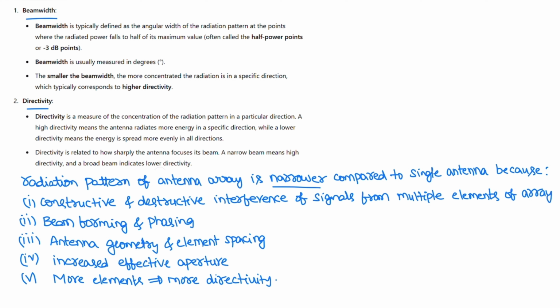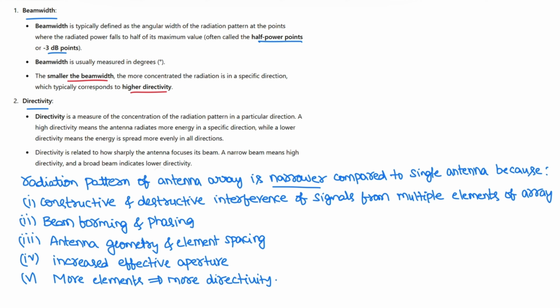So directivity is a measure of concentration of radiation pattern in particular direction. Beam width is angular width of radiation pattern at the points when radiated power falls to half of its maximum value. That is angular width at half power points or minus 3 dB points. This beam width is measured in degrees for an antenna. Smaller the beam width, more concentrated the radiation pattern, which implies more will be the directivity. If beam width is smaller, the radiation pattern is concentrated in particular direction, implies higher will be the directivity.